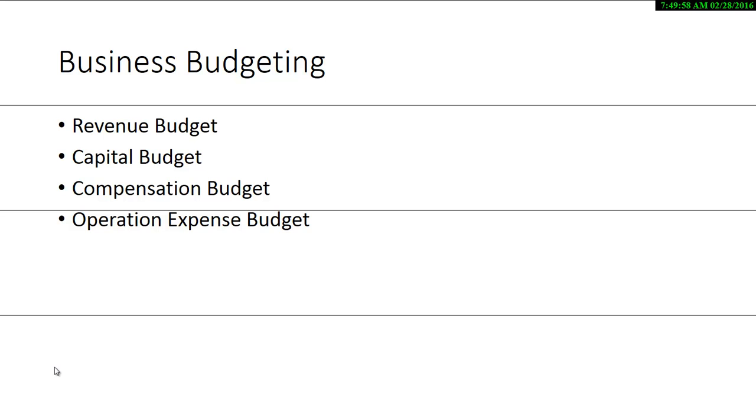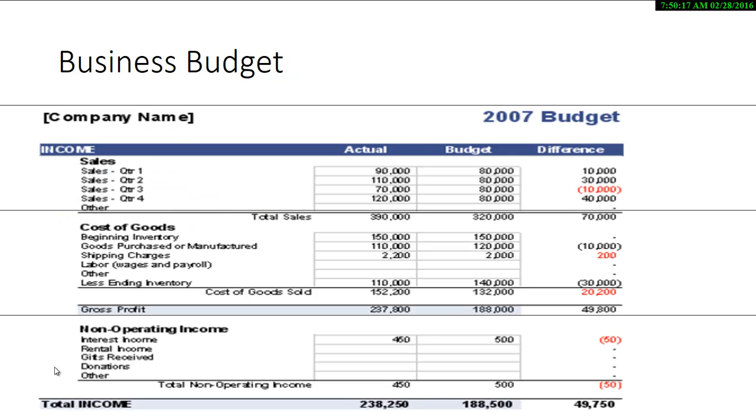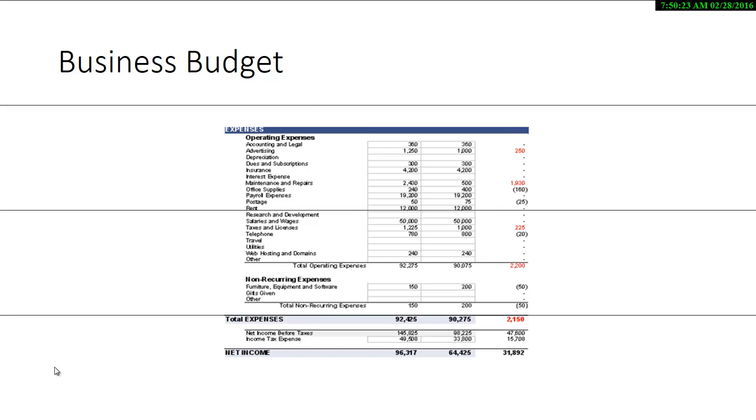Now in business, we look at the major buckets. We look at a revenue budget that determines your sales. We look at capital, the capital expenditures like new buildings, equipment, facilities. Compensation, payroll. Operational expense gets in your general administrative costs, from rent, utilities. And that's what is basically going to drive it. This gives you a sample of a business budget. So you're looking at the revenue side, cost of goods sold, then you're looking at the operational expense side. That's what you see here.